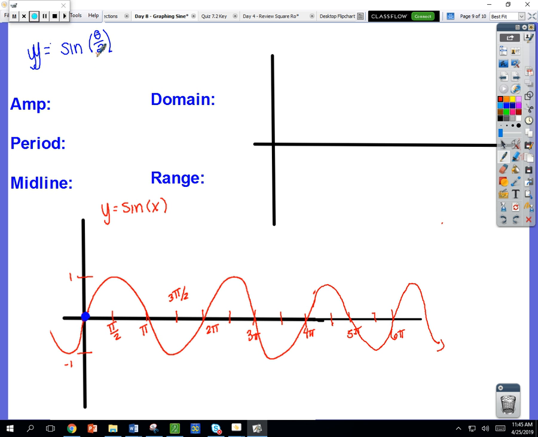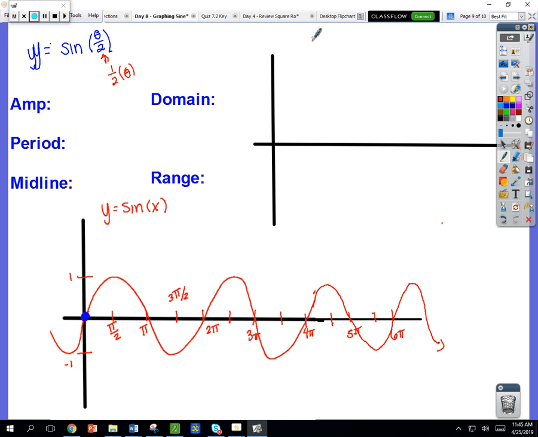But now I have something being multiplied to theta, 1/2. So this is 1/2 times theta. So it's going to be a horizontal change, just like if I multiply something to the front, that would be a vertical change. So I've got this 1/2 times theta, which is going to change the period.